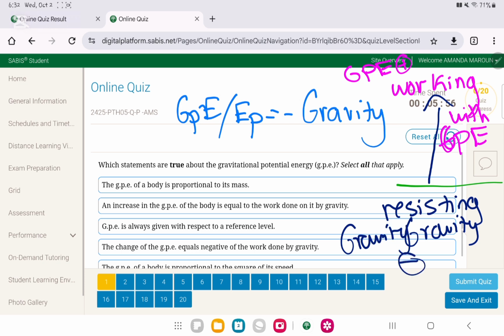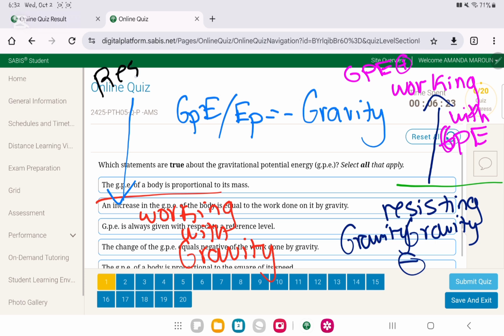will be negative. However, if we are going in the opposite direction, so if we are going downwards now, are we resisting the work of gravity? No. So we are working with gravity. However, are we resisting the gravitational potential energy? Yes, we are. So we are resisting the GPE. If we are resisting the GPE, then it's going to be negative. And if we are working with the gravity, then it's going to be positive.